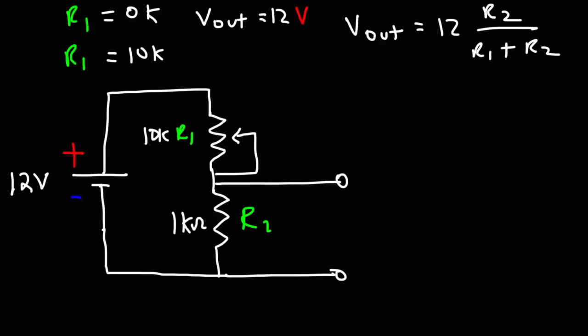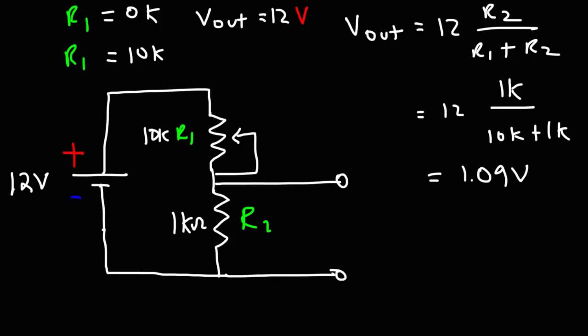Now what if R1 is set to its maximum value? In this case, R2 is still 1K, R1 is 10K. So it's going to be 12 times 1K divided by 11K. The minimum voltage of this circuit will be 1.09 volts when R1 is adjusted to its maximum value. So using this potentiometer, we can adjust the voltage across R2 from approximately 1 volt to 12 volts. That's another application of potentiometers.